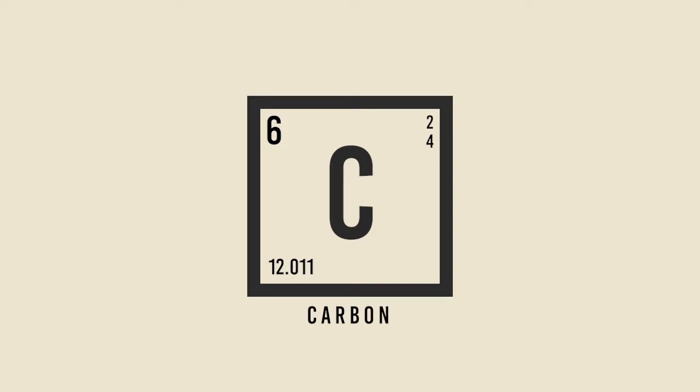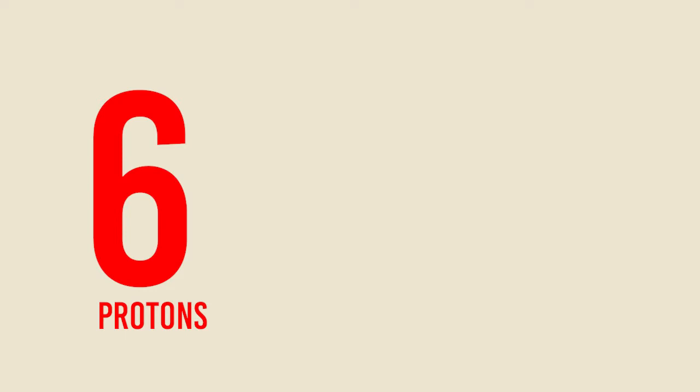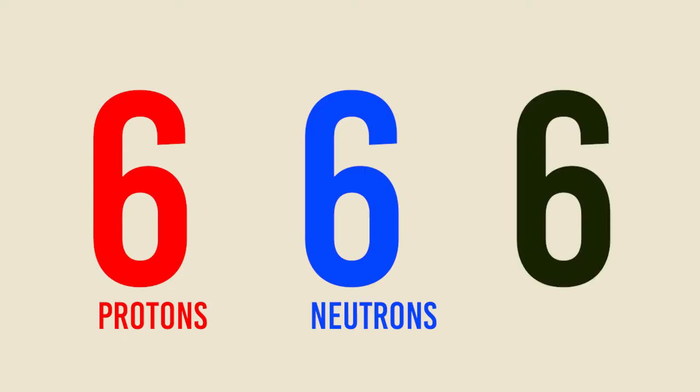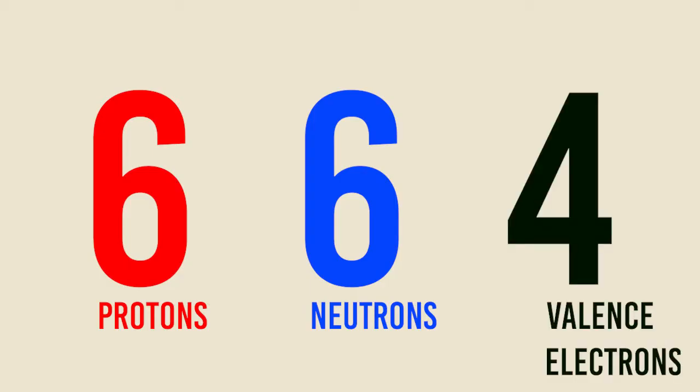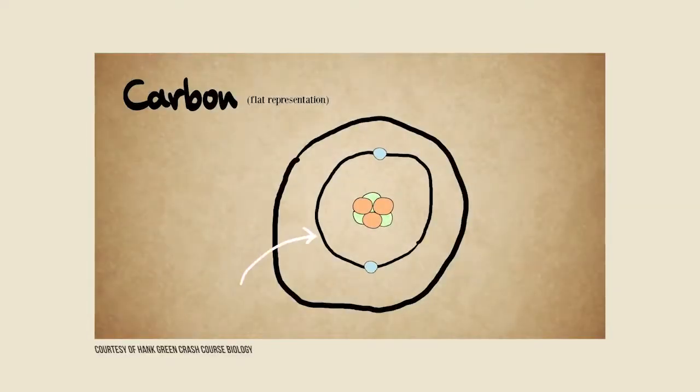Carbon is the sixth most abundant element on Earth, and is the backbone of life because of its basic chemical properties. Carbon is a non-metal and is in group 14 of the periodic table. Carbon has 6 protons, 6 neutrons, and 4 valence electrons. Its relatively small size compared to other elements makes it flexible and a good building block.